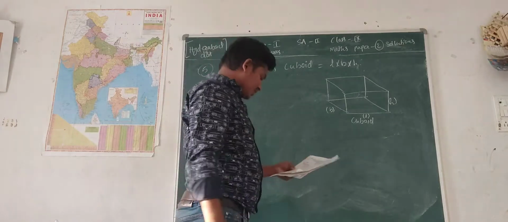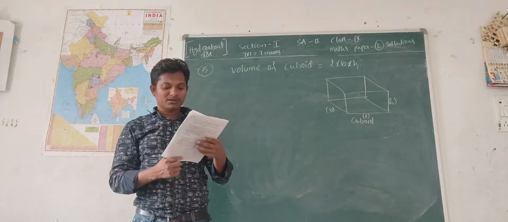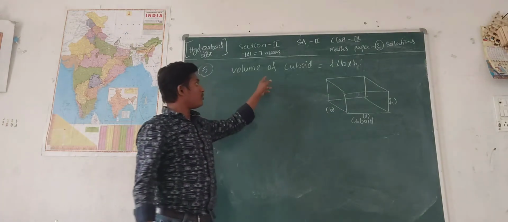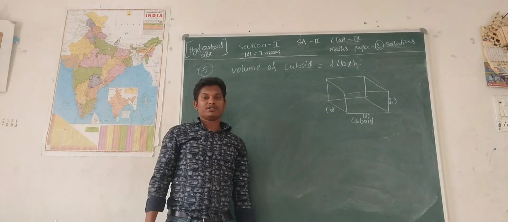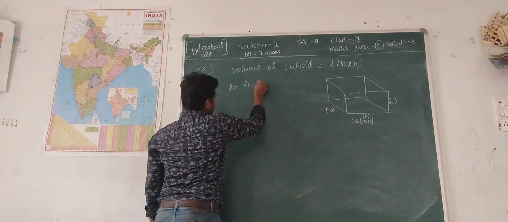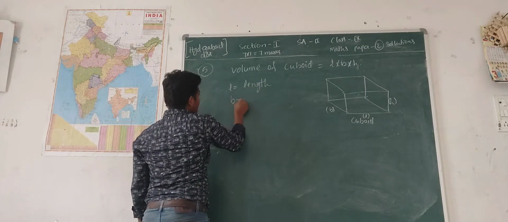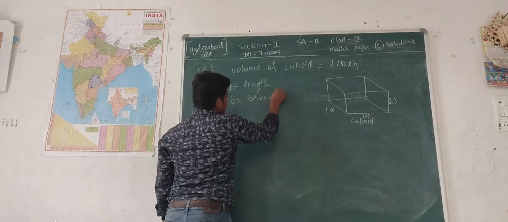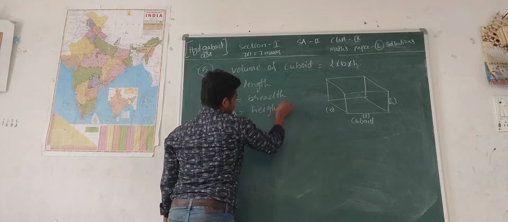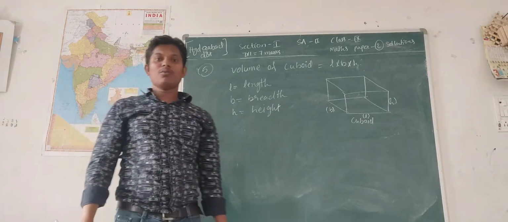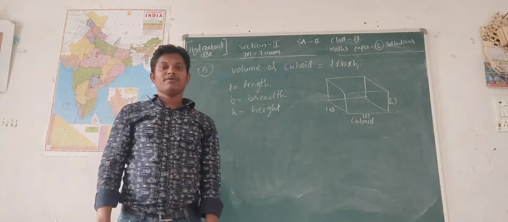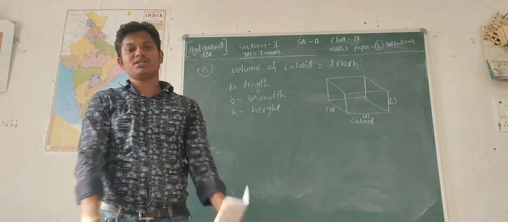Next, fifth one, write the formula to find volume of cuboid and explain its terms. Okay, here it is a cuboid and volume of cuboid, where L means length and B means breadth and H means height. Okay, this is the formula for volume of cuboid and its terms are these three terms L, B, H. Where L equals to length, B equals to breadth and H equals to height.